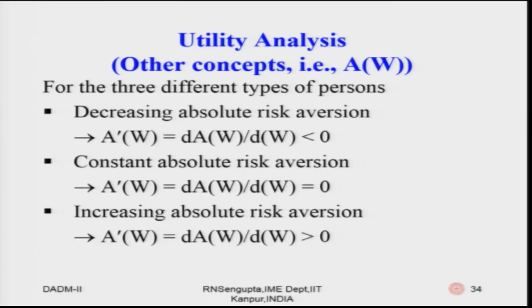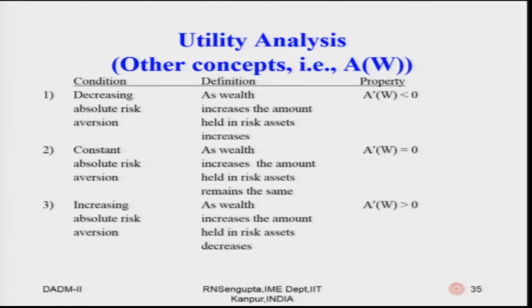Now, for the 3 different types of persons which we have already discussed, let us write down the rule, and we will come back to using the rules later on. Decreasing absolute risk aversion would mean that A prime, or the differentiation of A(w) with respect to w, would be less than 0. For constant absolute risk aversion, A prime would be 0, and for increasing absolute risk aversion, A prime would be greater than 0. Now, what does this conceptually mean in a very simple practical sense? Let us look at this table.